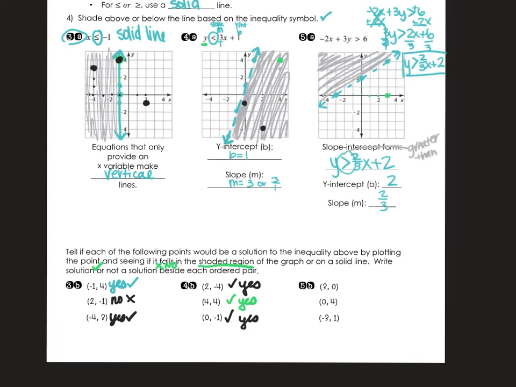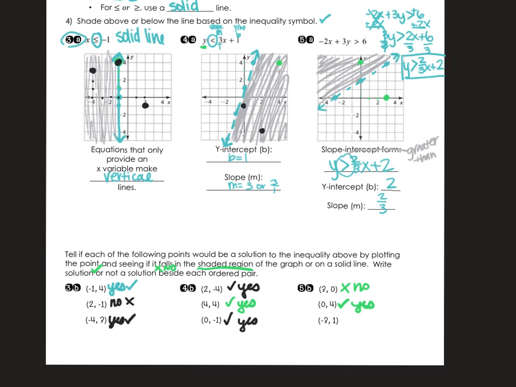Okay, 5b, so (3, 0), I'm looking on 5a graph, 1, 2, 3, 0 is not there, so no. (0, 4) puts us up here, so that's a yes. (-3, 1) puts me in the shaded region, so that's a yes.